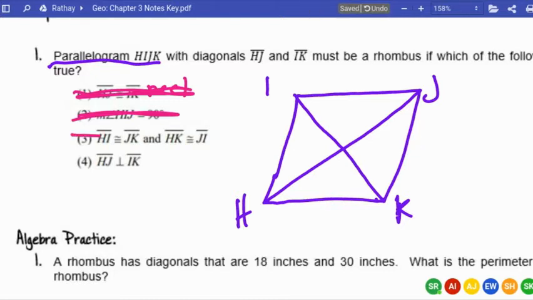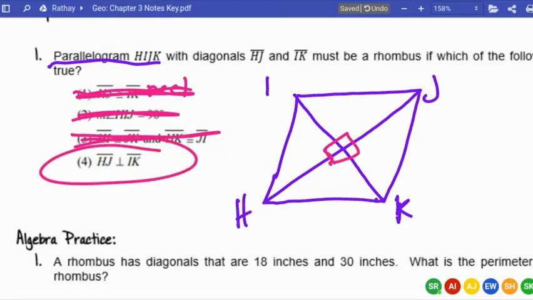So by process of elimination, we already know that it's choice 4. And the reason it's choice 4 is HJ perpendicular to IK. That's my diagonals. And perpendicular diagonals, that's a rhombus thing.